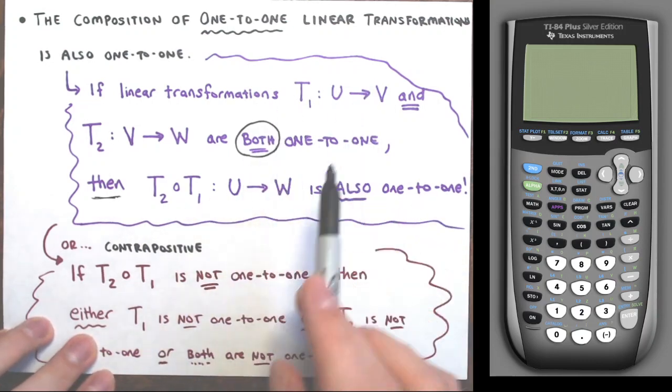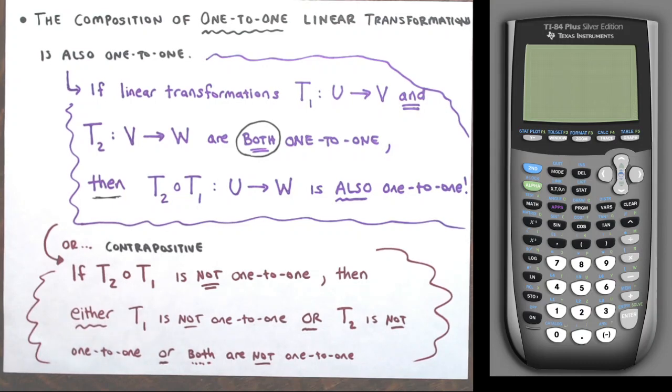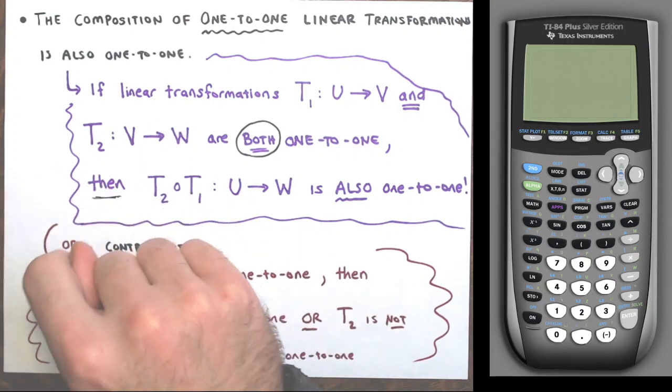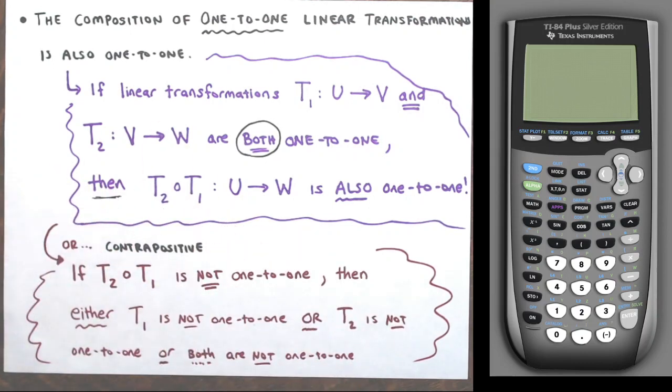So here are some conditions that will guarantee that a composite transformation will be one-to-one. If the two transformations you're using to make the composition are also one-to-one, then the composition will be one-to-one itself. Now another way to think about this is by doing the contrapositive of this statement.